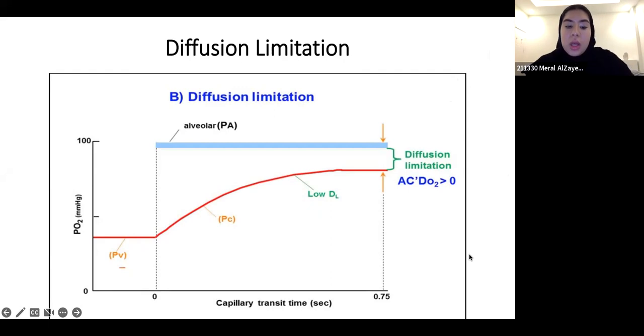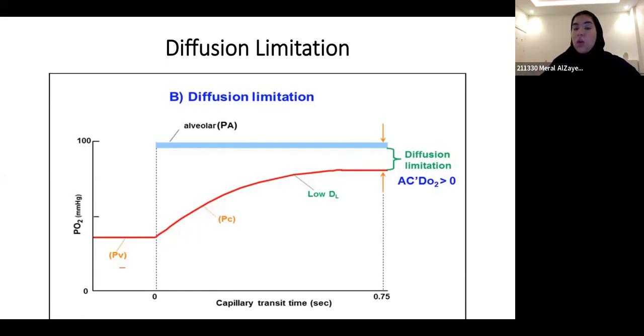Okay. Do you see the red? It is the PO2 of the arteries, and the blue here is the alveolar PO2. Do you see the green? This is the diffusion limitation. It's when the arterial PO2 does not reach the alveolar PO2 level. This shows that our arterial PO2 is lower than normal, which means that we have less oxygen in the blood than what is required.